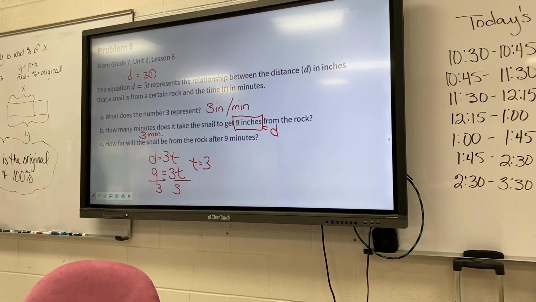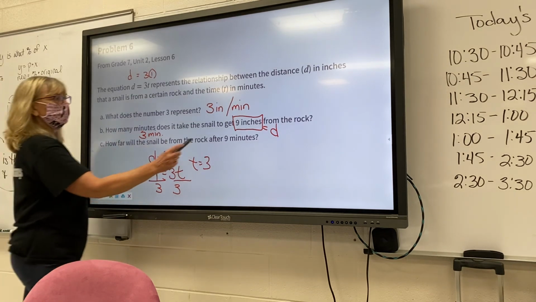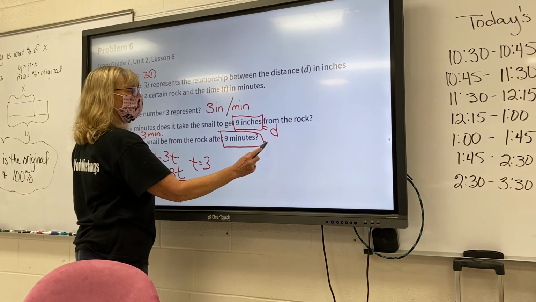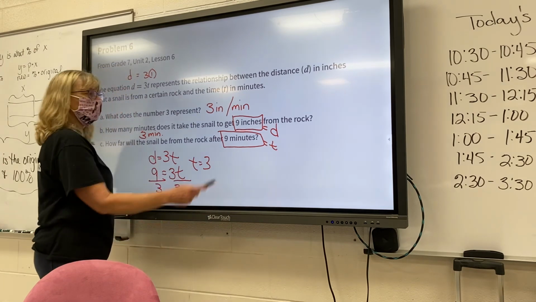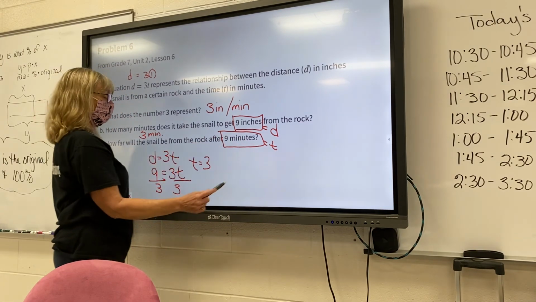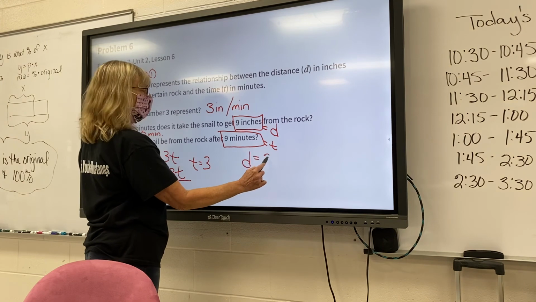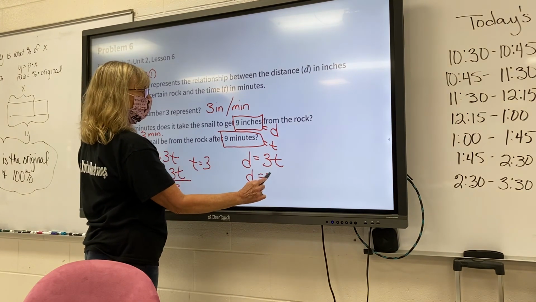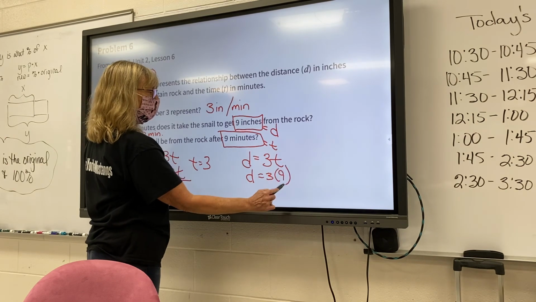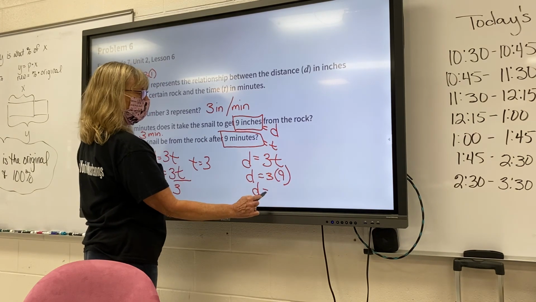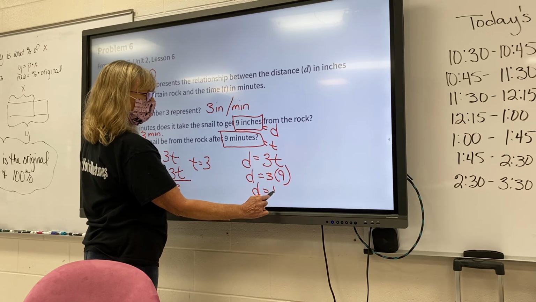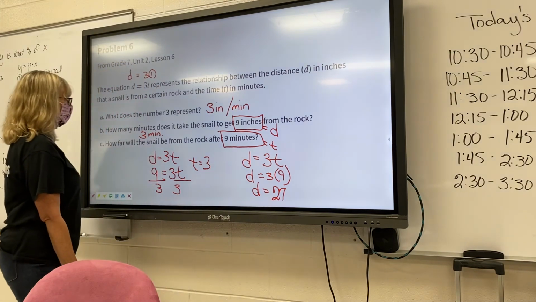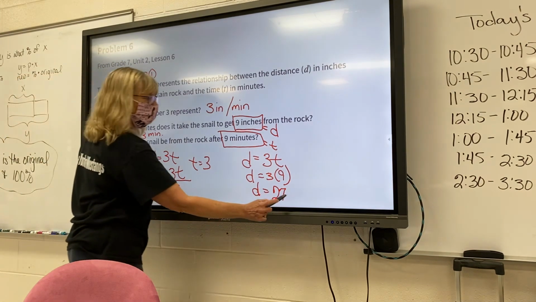How far will the snail be from the rock after 9 minutes? D or T? This is T. So this time we're going to substitute T with 9. So D equals 3T. We're going to use that same equation. We don't know D, but we know T is 9. So we get the distance is 18. Wait, 9 times 3 is 27. I mean 27. And it's going to be 27 what? Inches.